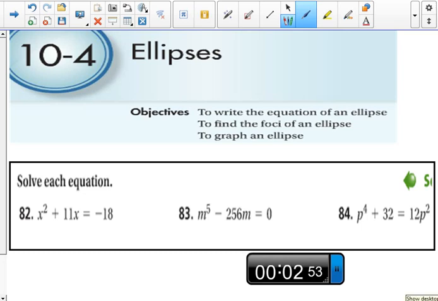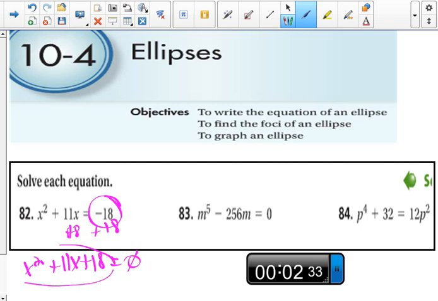And I'll give you a little push start here. Set these equal to 0, right? So you're going to have to add 18 to each side here. And so you'll end up with x squared plus 11x plus 18 equals 0. Now you've got to factor this. So can you do a magic x? You're going to complete the square, use a quadratic equation. How are you going to factor this?